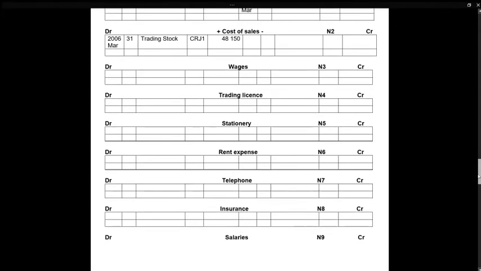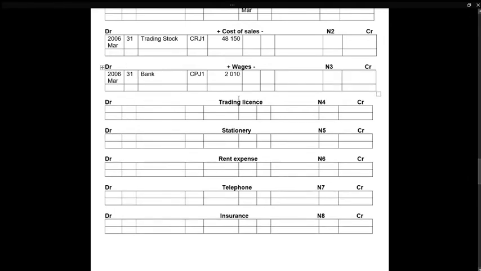Remember, wages is an expense account, therefore expenses will be plus, minus. So wages, 2,010 Rand. Where did I get the information from? CPJ1. Details will be bank. Okay. Total of a column, therefore 31st March 2006.